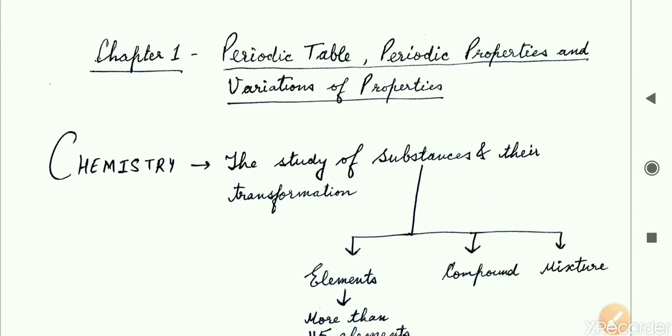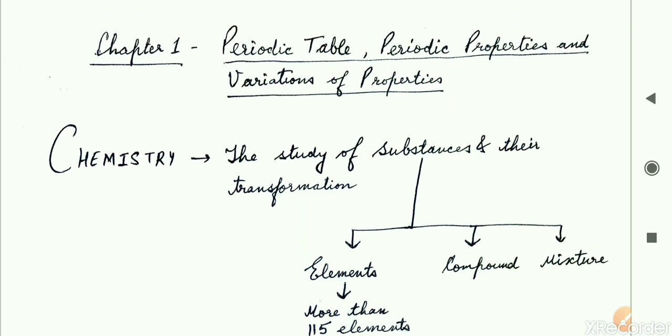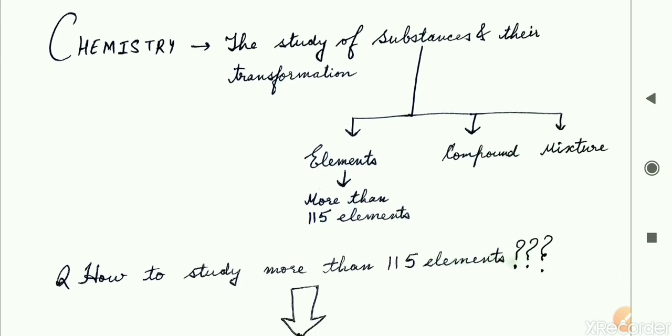Let us begin now. Chapter number 1, periodic table, periodic properties and variation of properties. Beforehand, what you are going to learn in periodic table will be related to elements, and elements are what we are studying in chemistry. There is a basic definition written there. The study of substances and their transformation is called chemistry. We are studying substances and how they are transforming or changing from one form to another.